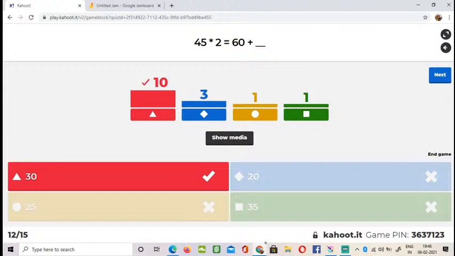If you replace 30 over there, 60 plus 30 is going to be your 90, and 45 into 2 is going to be your 90. So 90 equals 90. Your equation has come true. So hope you all understood how you should do this. So now let's move to the next question.